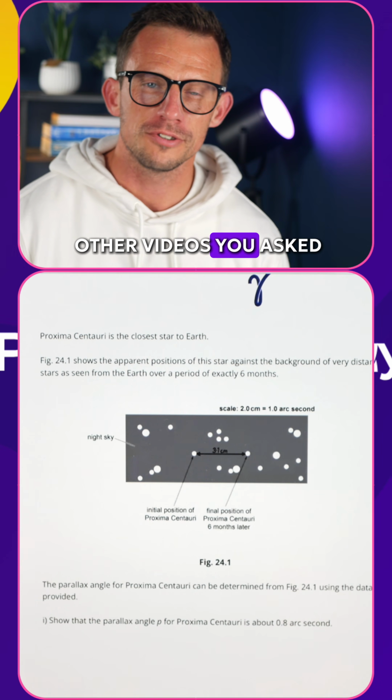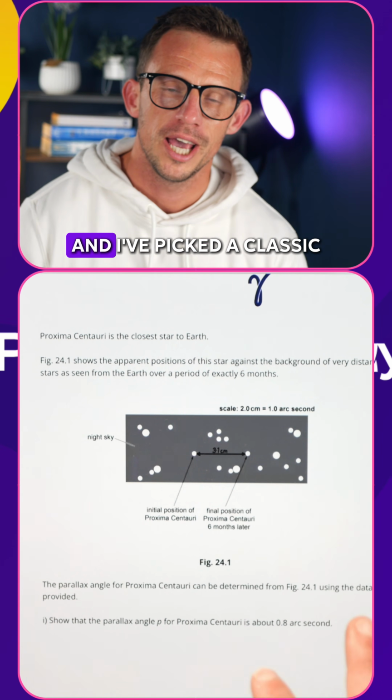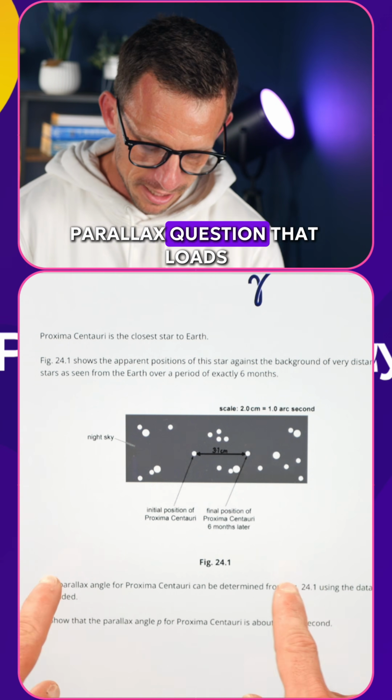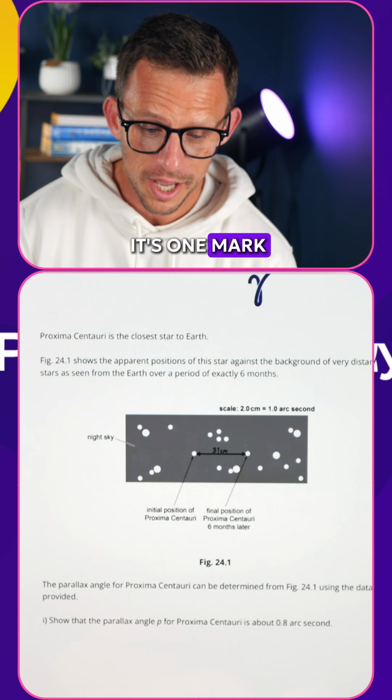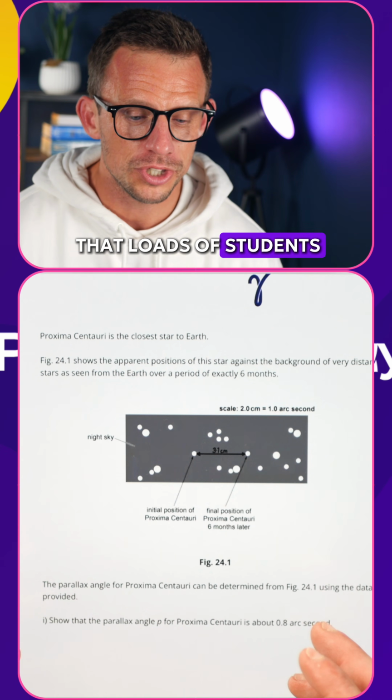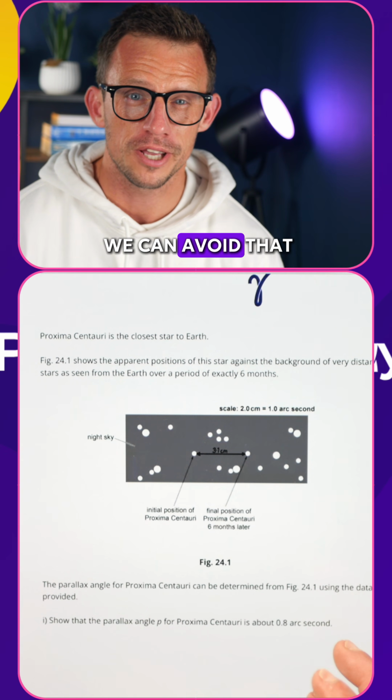In one of our other videos, you asked for an OCR astrophysics question, and I've picked a classic parallax question that loads of students find really, really tricky. Even though it's 1 mark, there's one particular part that loads of students kind of tripped over. So let's see if we can avoid that one today.